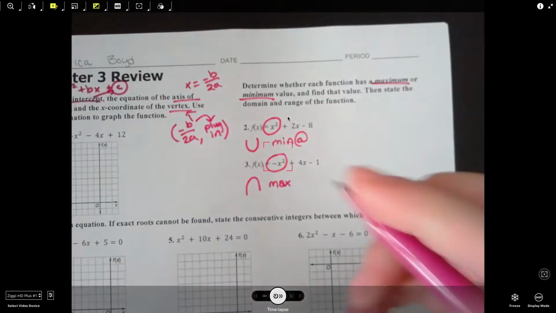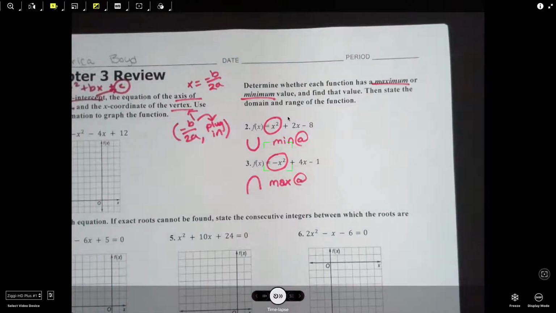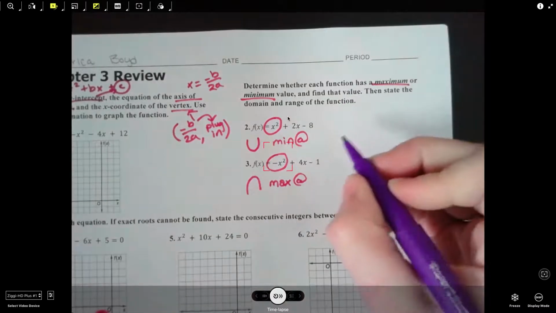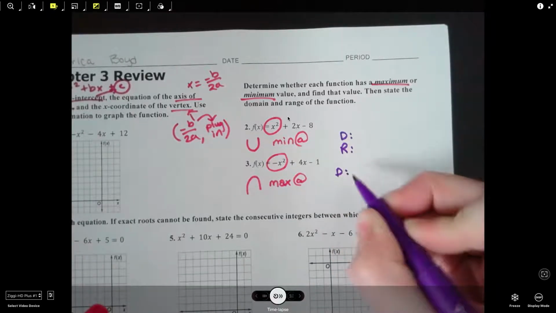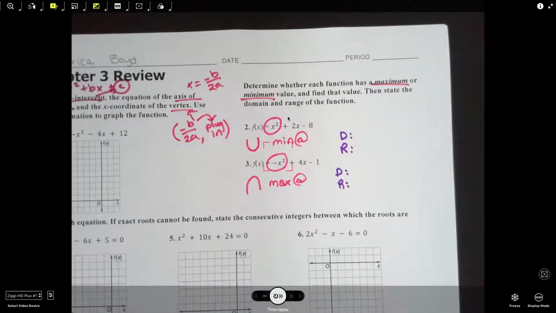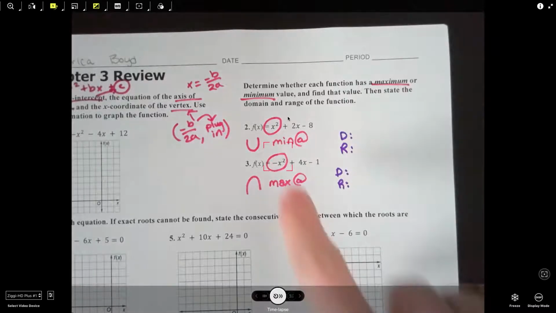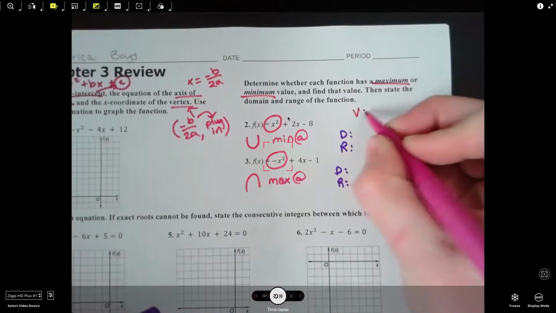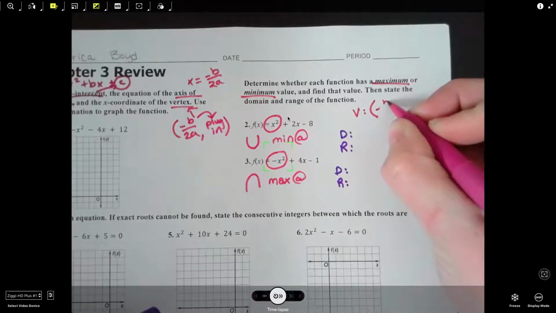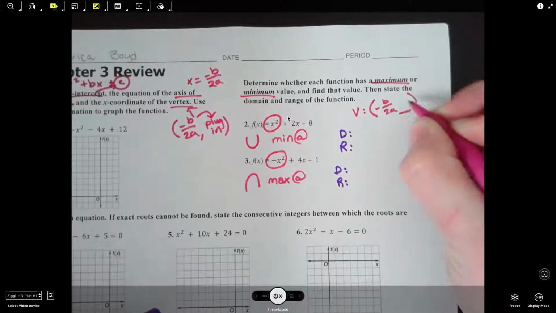Okay? Now, we need to find those places where they have a maximum and minimum, but also we need to do domain and range. So I'm going to put a little thing here for domain and range. I'll do number 2 with you, but 3 you'll have to do by yourself. How do I find out where that absolute lowest point is? Wherever the vertex is. So we're finding the vertex again. Negative b over 2a, and then you plug in.